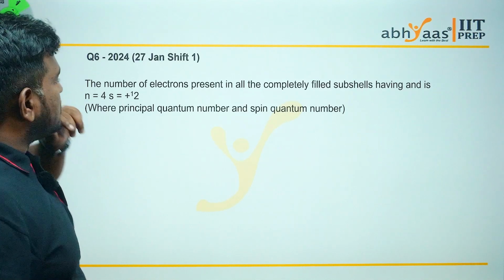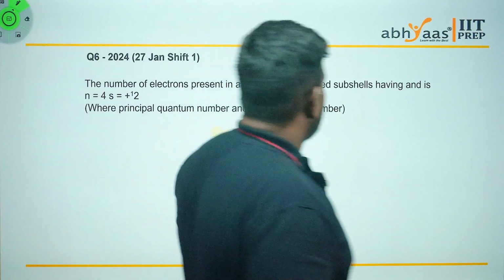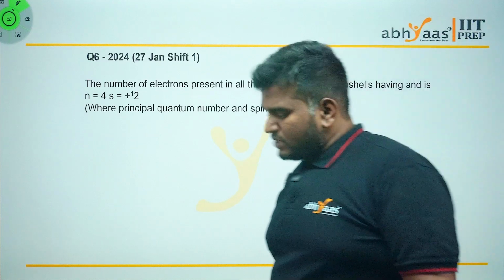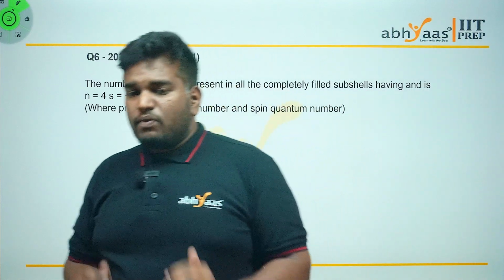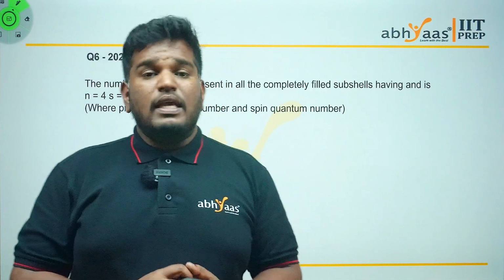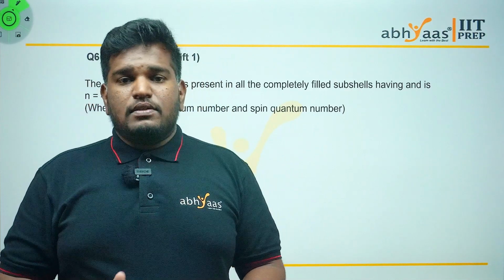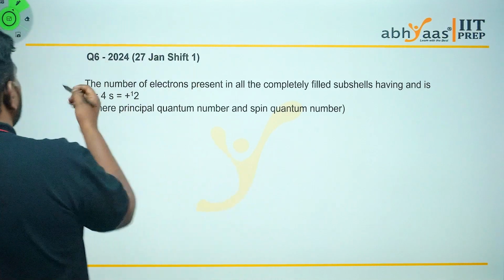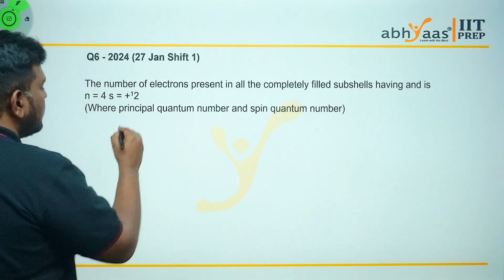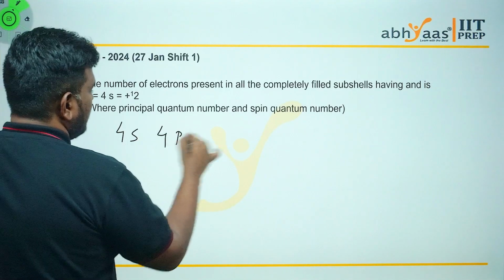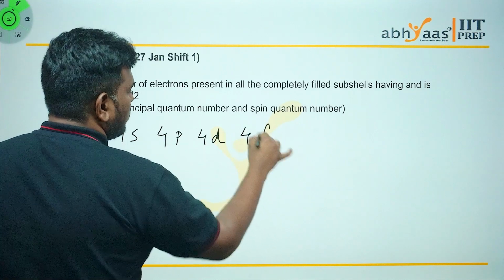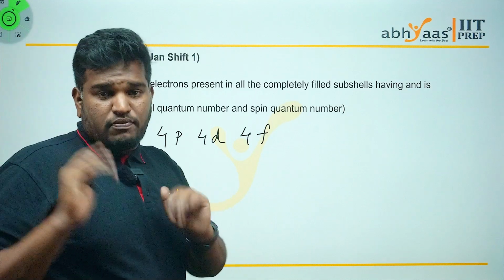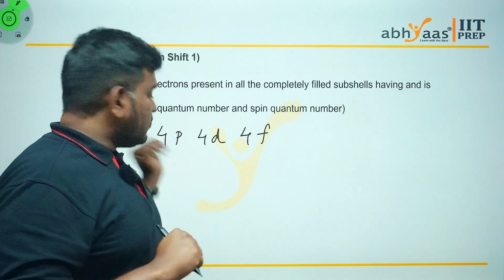The number of electrons present in all the completely filled subshells having n equal to 4 and s equal to plus 1 by 2. In this question, what we have to see? We have to see all the orbitals of the fourth main shell. So the fourth main shell will have which orbitals? It will have 4s, 4p, 4d and 4f, right? There will be four subshells for this fourth main shell.